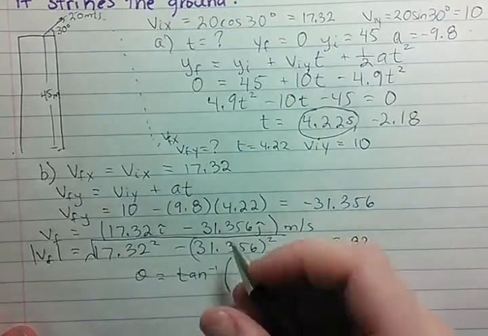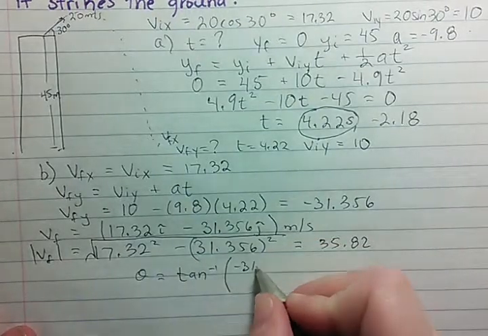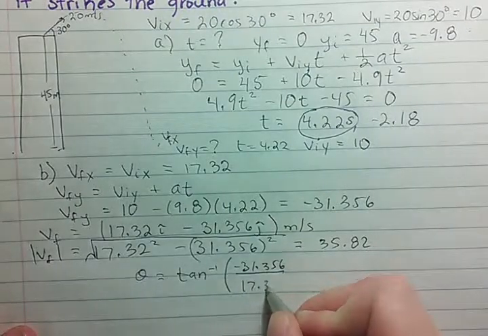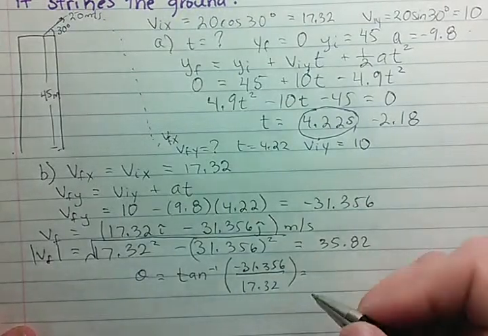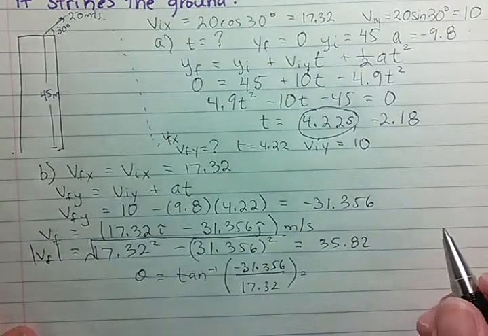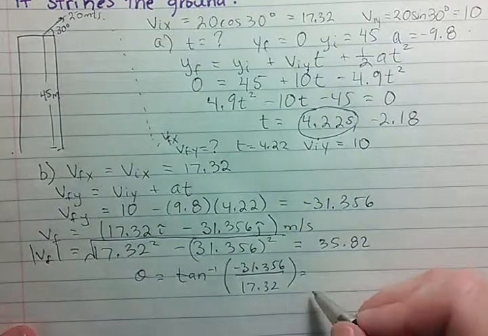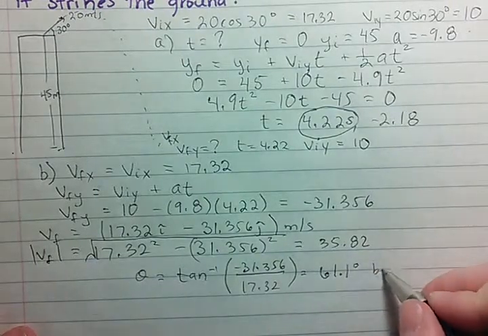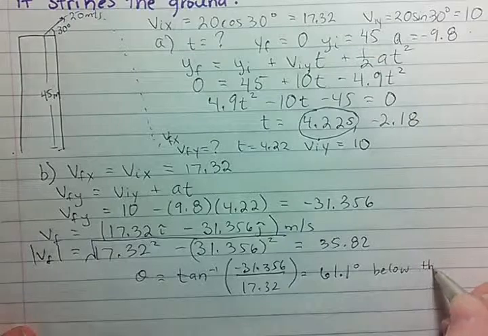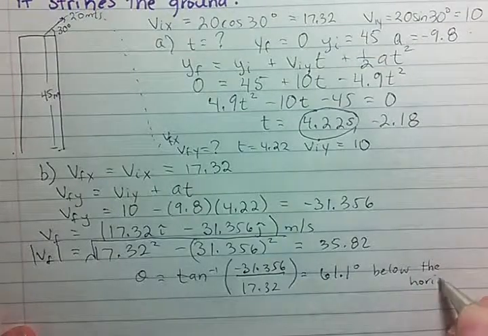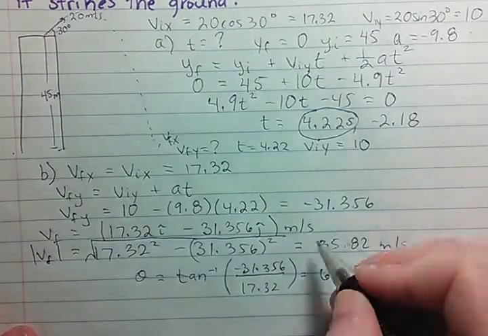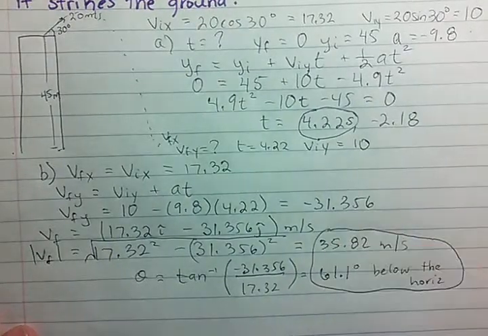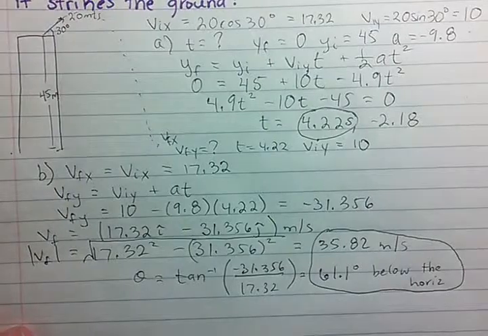And we still want our angle. It's going to be the inverse tangent of the y component over the x component. And that ends up being 61.1 degrees, and we call that below the horizontal. So this would be our answer in magnitude angle notation.